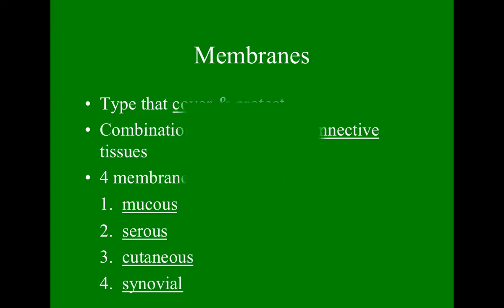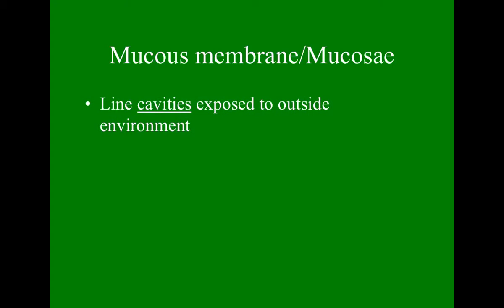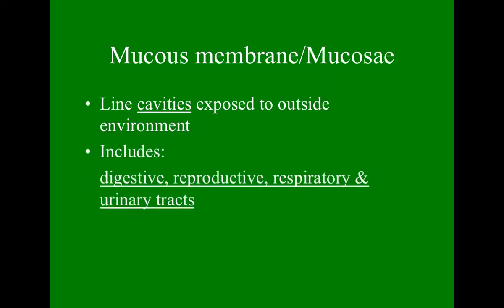So let's take a look first at the mucosae, or the mucous membranes. These line all of the cavities that we have in our bodies that are exposed to the outside environment. So your nose, your mouth, your lungs. So this includes all of the digestive tracts, reproductive tracts, respiratory and urinary tracts. Their job is to keep the tissue moist, usually by excreting mucus or fluids.